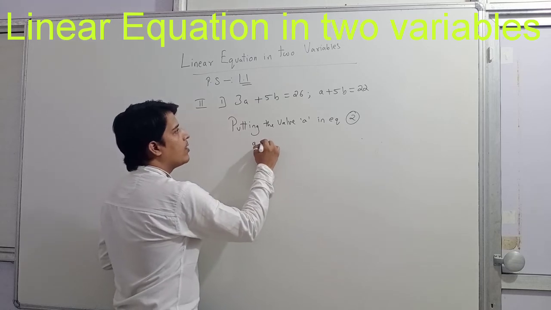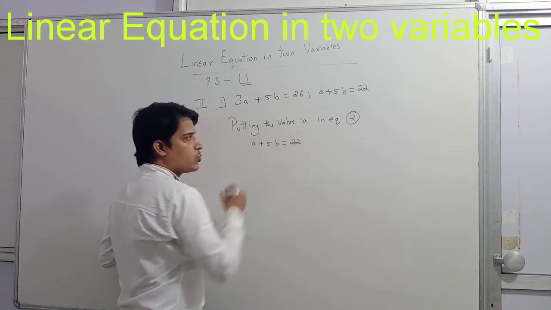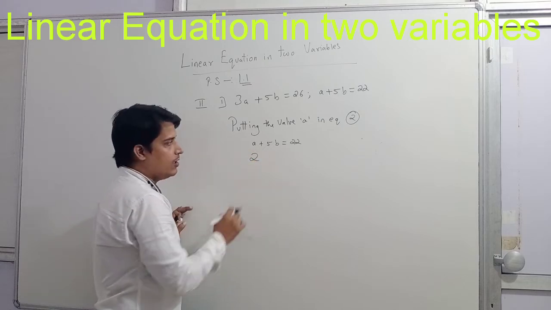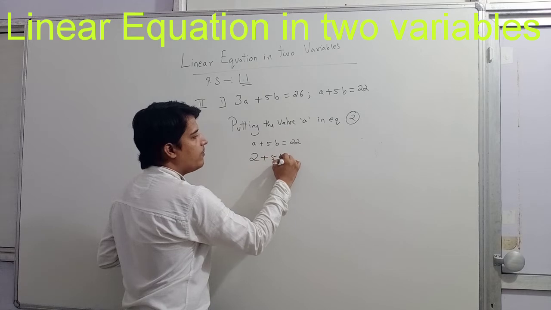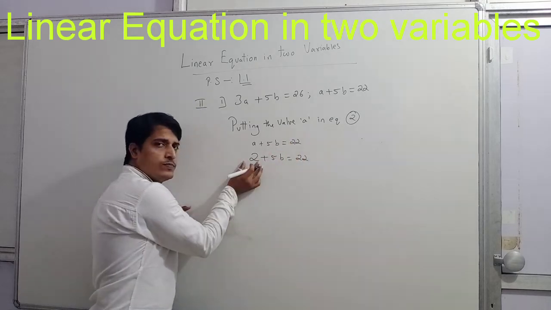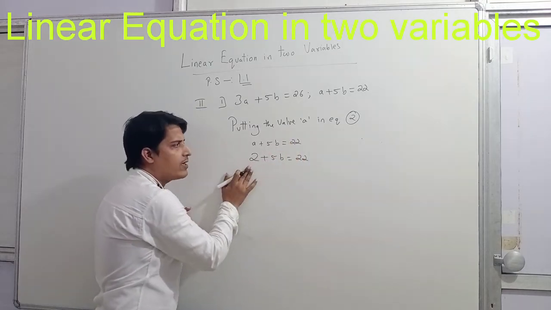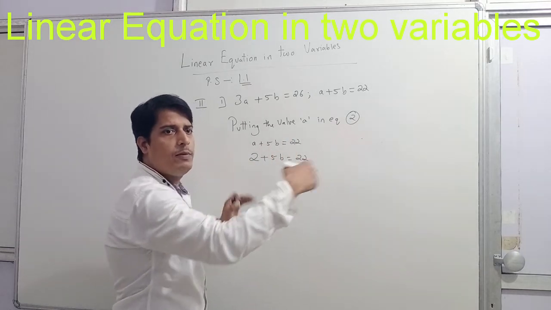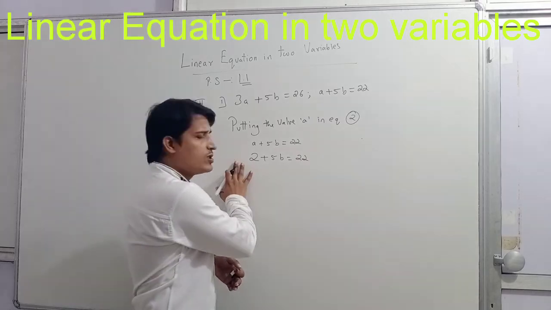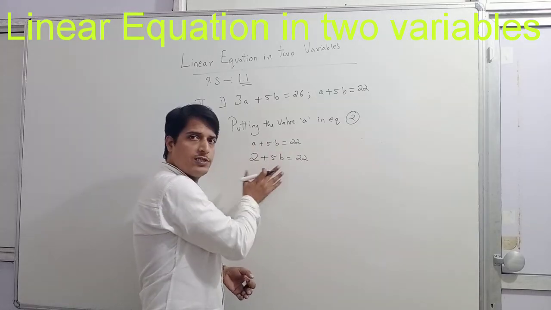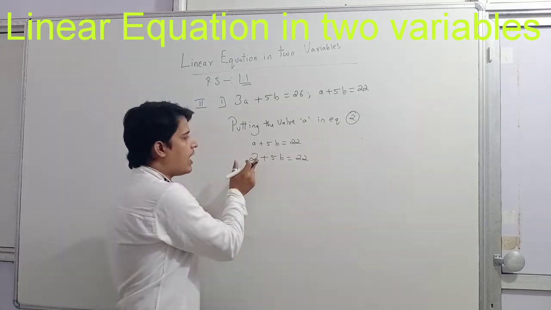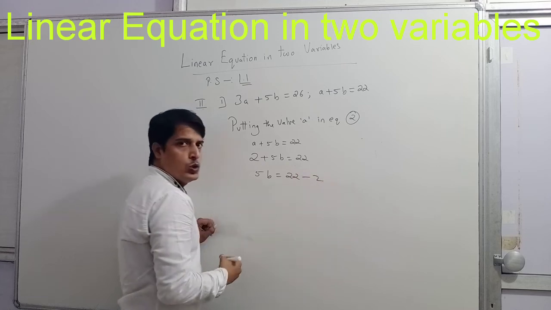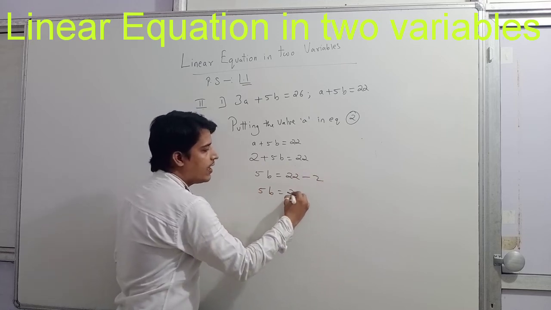Equation number 2 is what? a plus 5b equals 22. Now in my next step, I will substitute the value of a, which I got earlier. 2 plus 5b equals 22. Now 2 is positive over here. If I am taking it to the opposite side, it's a rule: whatever side it is on, if I take it to the opposite side, it becomes opposite. It is positive over here, it becomes negative. If it is multiplication, it becomes division, and vice versa. So 5b can be written as 22 minus 2, for which we get the answer 20.